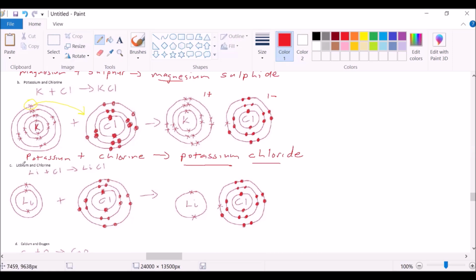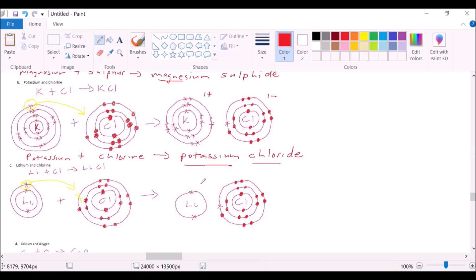Now let's look at C, lithium and chlorine. Lithium has 1 electron in its outer shell and it's a metal, so it will donate that electron to the chlorine atom, which has 7 electrons and needs 1 electron to fill its outer shell. So the lithium will remain with a stable electronic configuration of the nearest noble gas, which is helium, which has only 2 electrons in the first shell, and the chlorine ion will have 8 electrons in the outer shell.